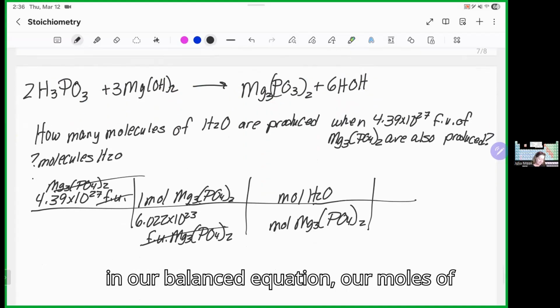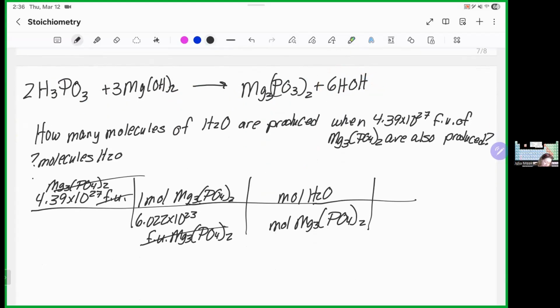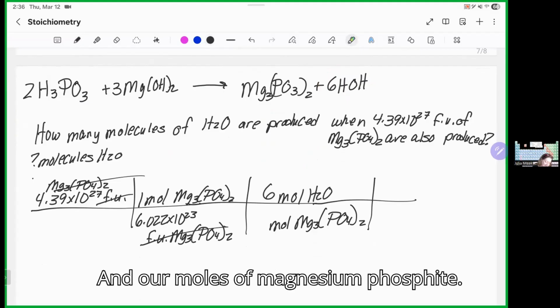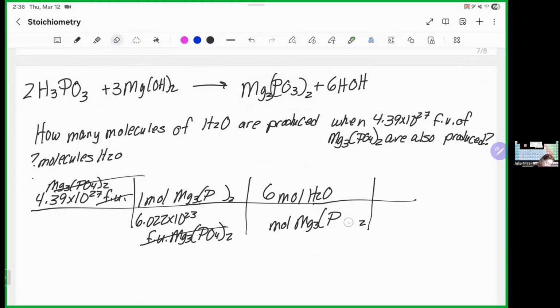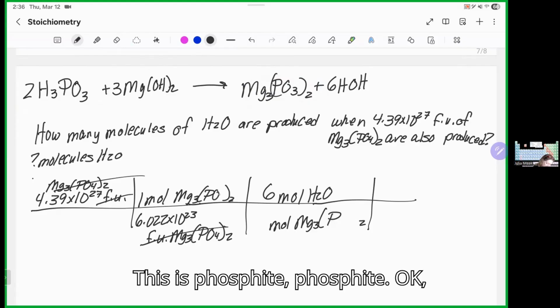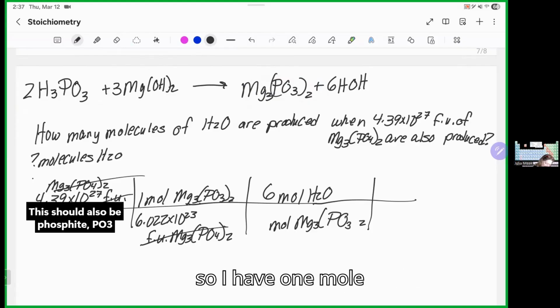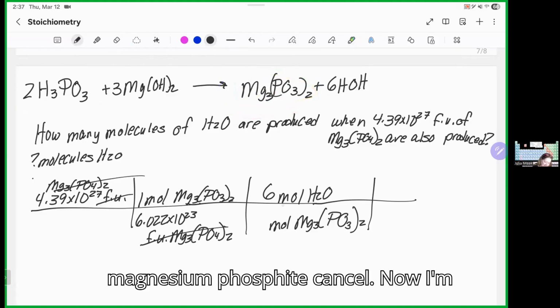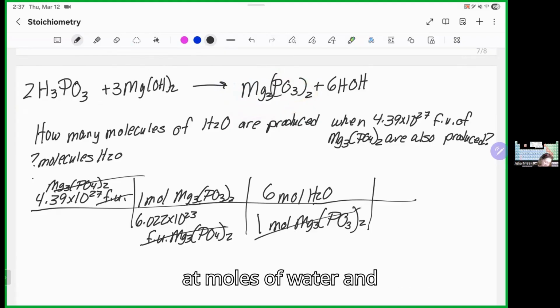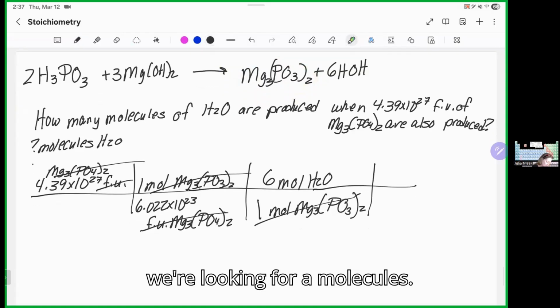Okay, so in our balanced equation, our moles of water, we have 6. And our moles of magnesium phosphate, oh, I keep putting phosphate. Let me fix that. This is phosphite. Okay, so I have 1 mole of magnesium phosphite. My moles of magnesium phosphite cancel. Now I'm at moles of water, and we're looking for molecules.